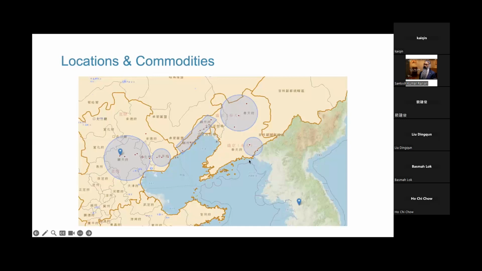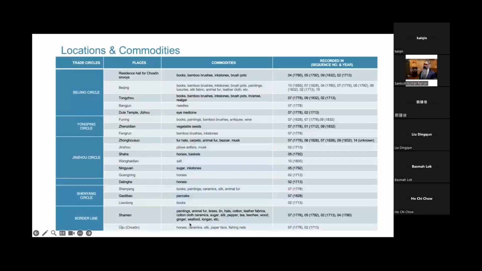But very surprisingly, I also find in this border area, they also have very unique commodities like lychee and ginger and also seaweed. Some of them, it is quite apparent, were transported from the south area of China, and some of them actually were from Japan.